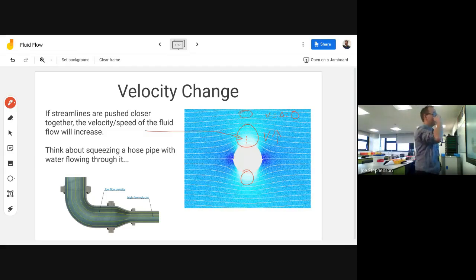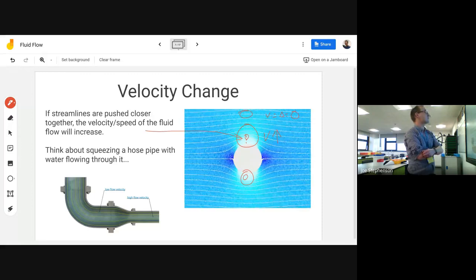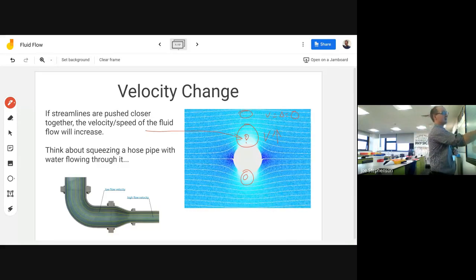So those lines are coming close together, therefore they speed up. Where on this animation can you see the fastest flowing lines? Here and here. If you look really carefully, and I'll share this Jamboard with you, you can see the speed at which these little dots are moving, and they really speed up at the top and the bottom of this ball. They really increase in speed along this line, right the way around that object. They're having to really speed up.